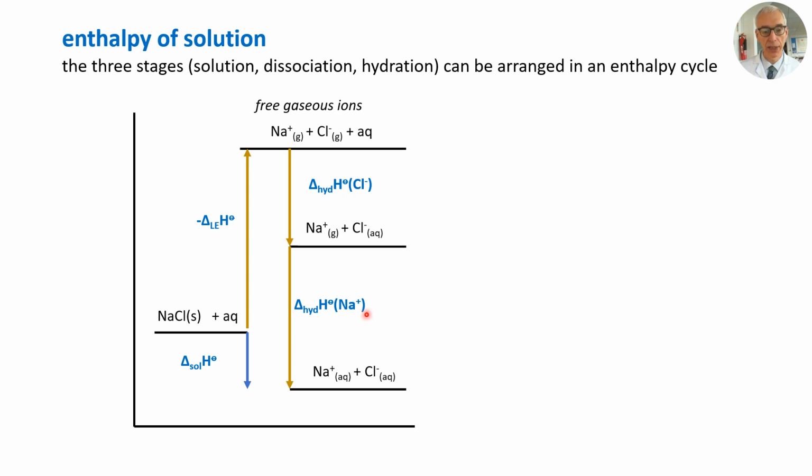So I'm hoping it's very clear the way I presented it. We're going to use Hess's law to say the enthalpy of solution is the sum of all of these enthalpy changes. But bear in mind that as I've written it, in the direction of my arrow, that enthalpy change is the negative of the lattice enthalpy.